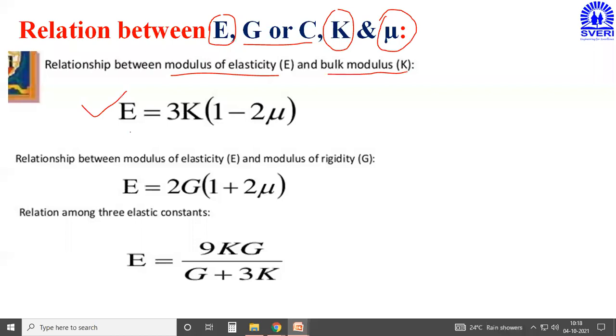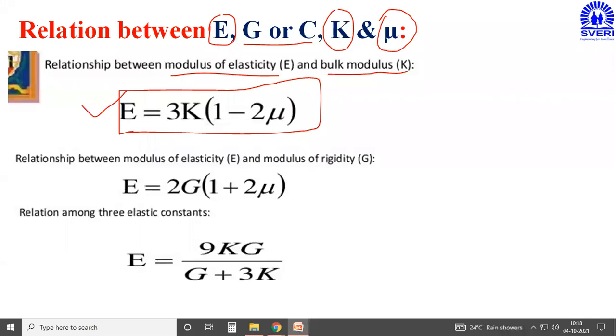E is equal to 3K in bracket 1 minus 2 mu. We have to remember this particular relation, it should be at your tip of tongue. Many times this question will be asked as an objective question, or numericals are asked based on it. So this is the first relation.